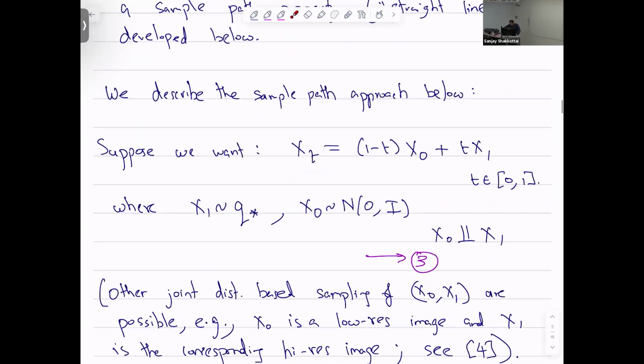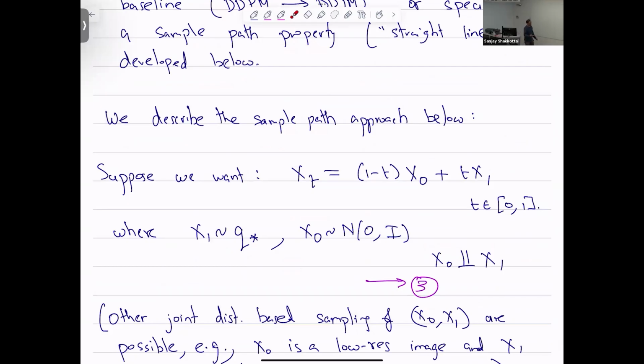Okay, so let me talk about flow matching. So we will start with a sample path. At any time t, I want it to be a linear interpolation between X_0 and X_1. So X_0 is sampled from p_0. X_1 is sampled from the data distribution q star.